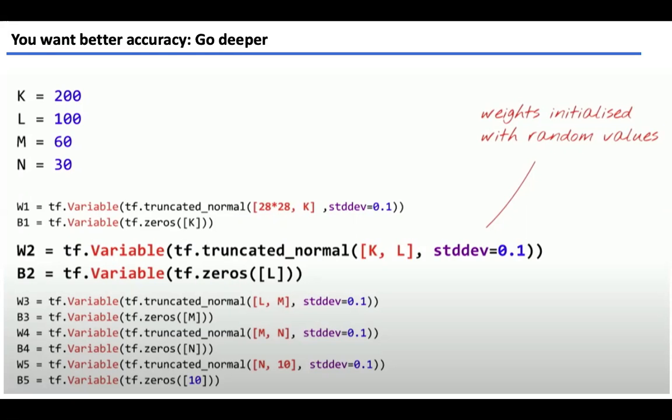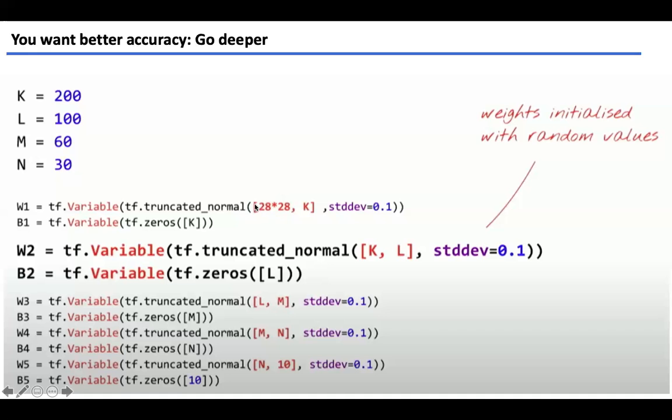Here we describe how we go deeper and build a deep neural network using TensorFlow. In this example, we have a neural network that consists of 5 layers: 1 input layer, 1 output layer, and 3 hidden layers. These are the numbers of neurons at every layer. At the input layer, we have 200 neurons. At the second one, we have 100 neurons, and so on. One thing to mention: at the last layer, the output layer, we should have 10 neurons because we are classifying 10 classes.